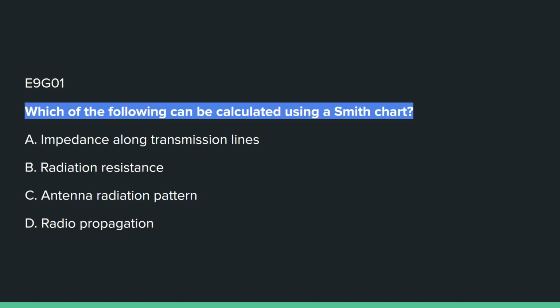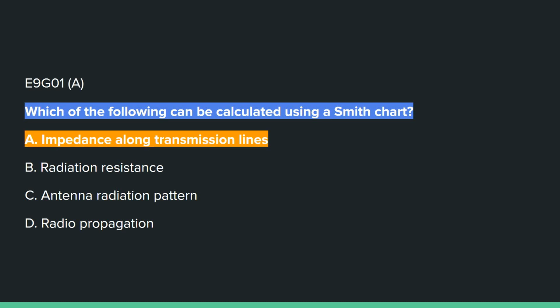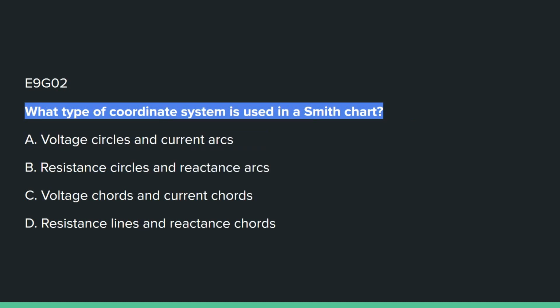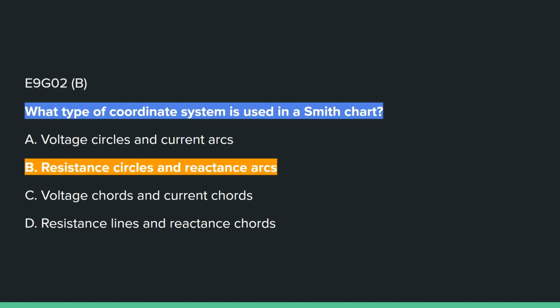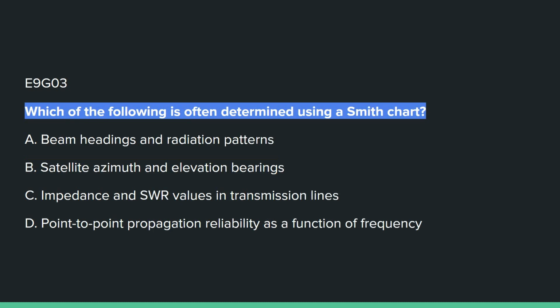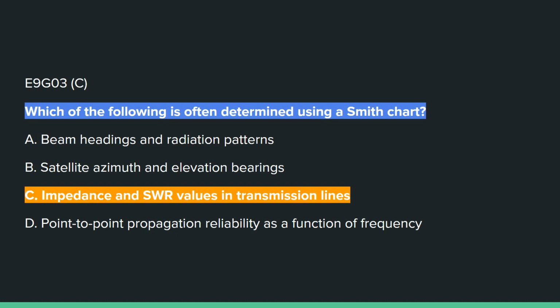E9G covers the Smith chart. E9G01, which of the following can be calculated using a Smith chart? A. Impedance along transmission lines. E9G02, what type of coordinate system is used in a Smith chart? B. Resistive circles and reactance arcs. E9G03, which of the following is often determined using a Smith chart? C. Impedance and SWR values in transmission lines.